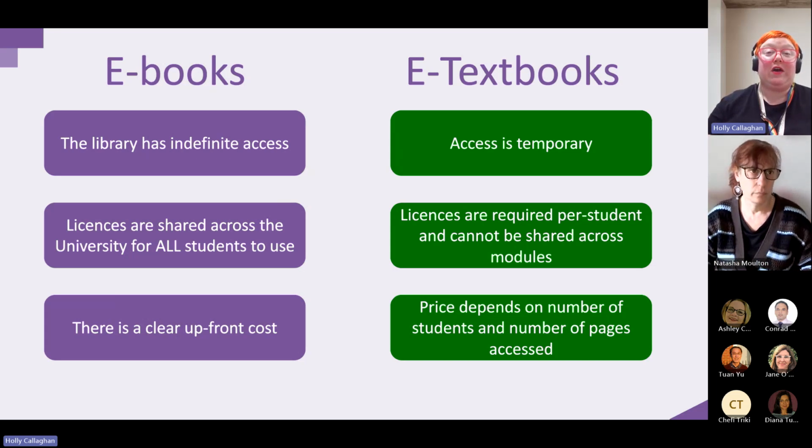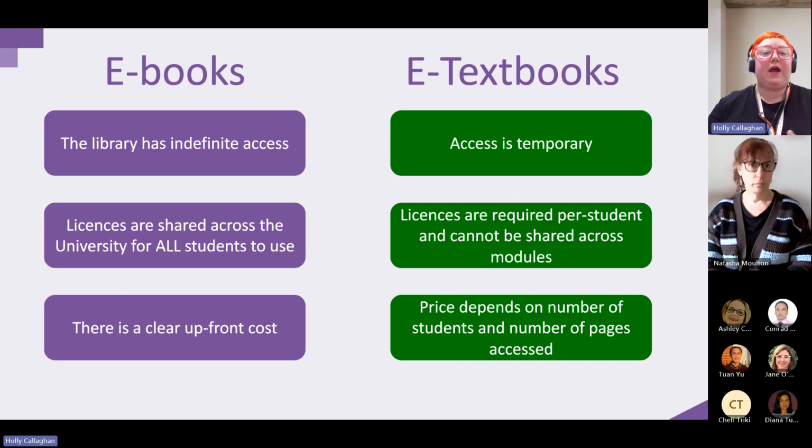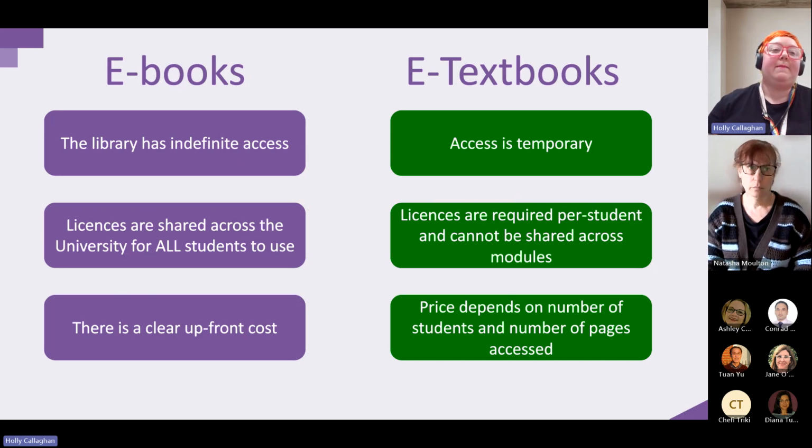Quite simply, an e-textbook is a type of ebook, and the definition is based on its licensing model and the subscription model that happens behind the scenes. But just to compare the two, if the library is buying a copy of an ebook, that means that we have indefinite access to that ebook. Whereas if we purchase an e-textbook, that access is temporary. It means that we have to subscribe to that e-textbook every year, and every year the price of that e-textbook will increase. When we purchase an ebook, we're purchasing a shared number of licenses.